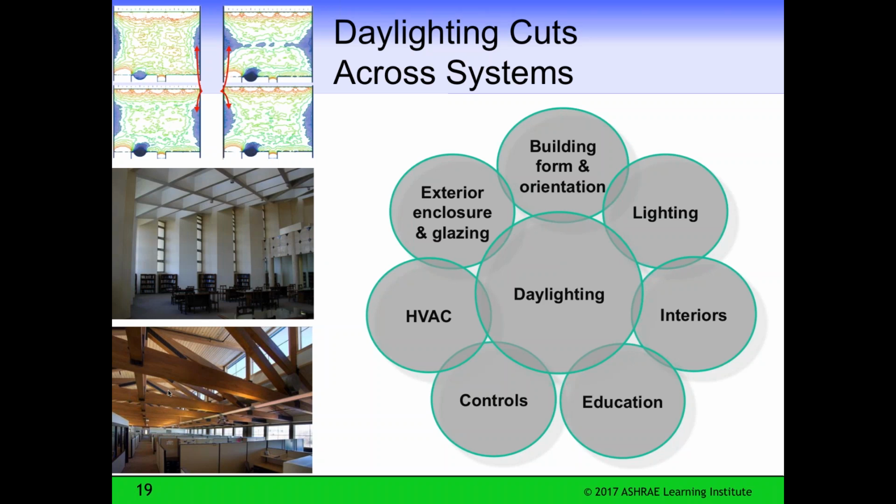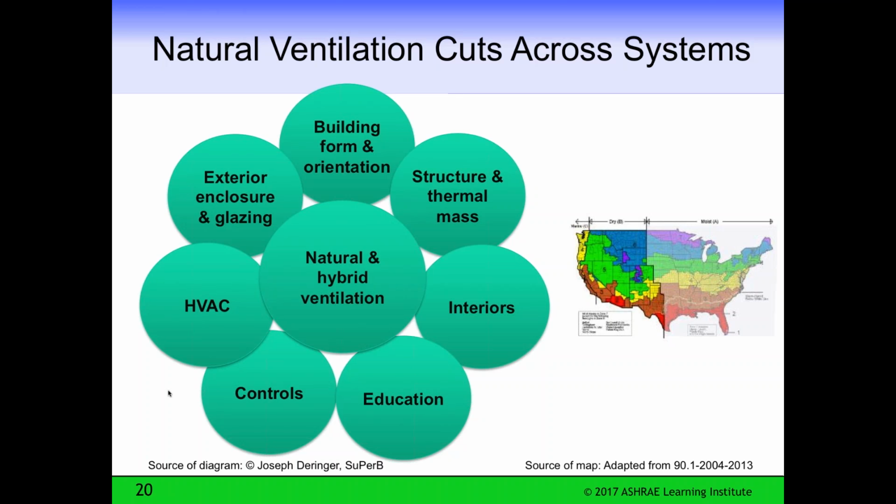Really good daylighting solutions. Natural ventilation cuts across systems as well. I'm not going to go into the detail of how it does it, but to do either natural ventilation or daylighting, you need to really have an integrated approach. One of the interesting things about natural ventilation is that your opportunities for natural ventilation are just a lot easier in the mountain region of the US or the West Coast Mediterranean climates. It's much more difficult to do natural ventilation in the humid eastern parts. You can do it, it's just more difficult.